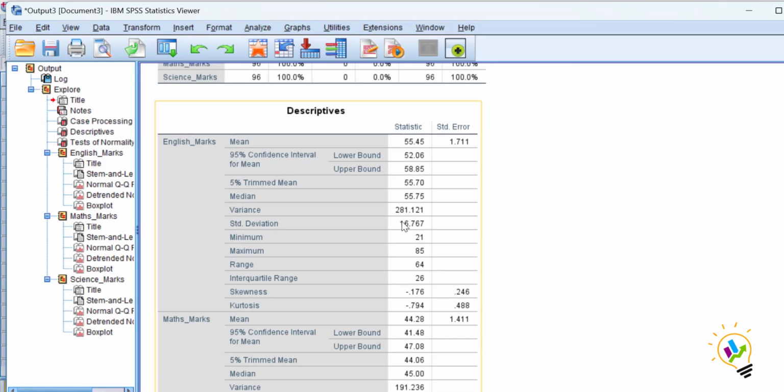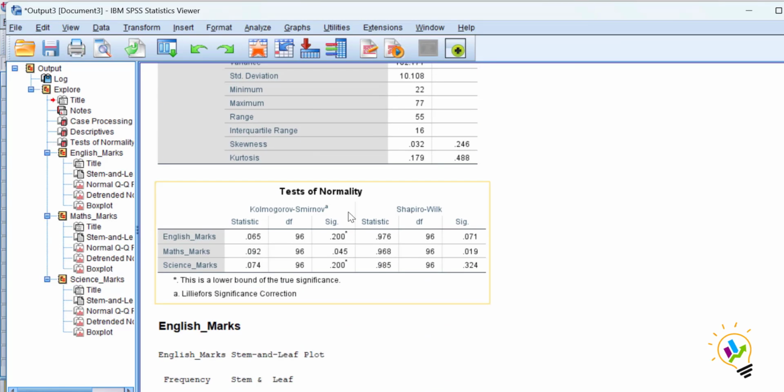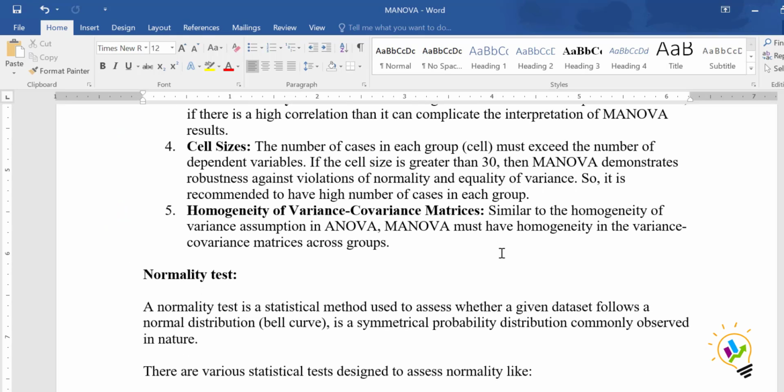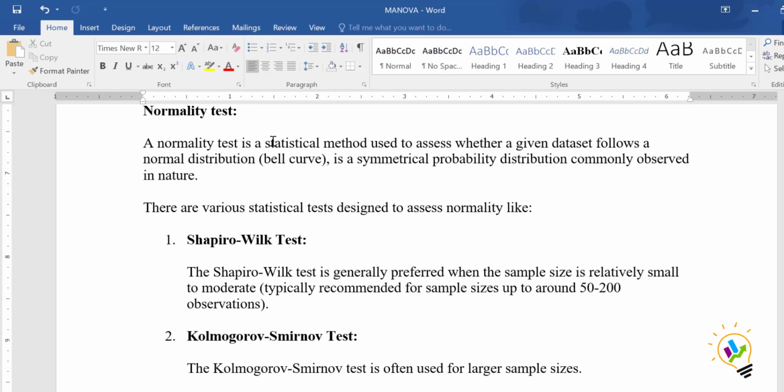In this output screen, first we will be seeing the tests of normality. In this tests of normality, we have two types of tests, Kolmogorov-Smirnov test and Shapiro-Wilk test. So which test do we need to use for checking the normality? For that purpose, we will see this. A normality test is a statistical method used to assess whether a given data set follows a normal distribution, that is a bell curve, a symmetric probability distribution commonly observed in nature.